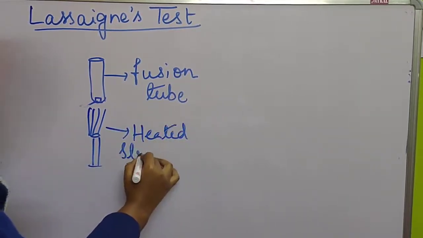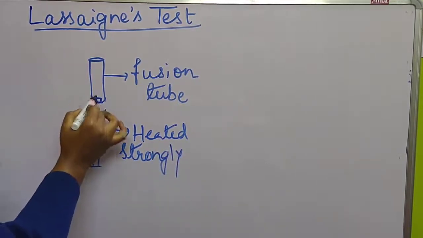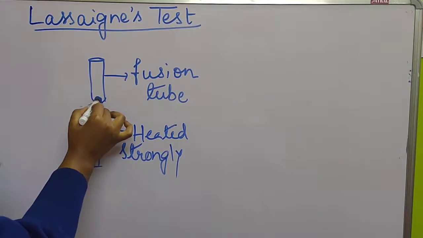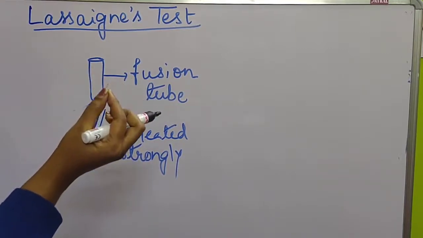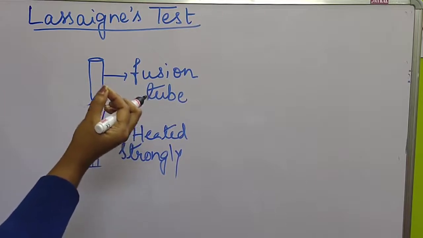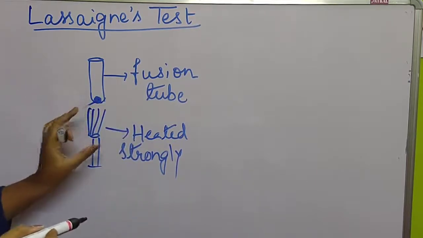Heat it strongly. After heating it strongly, we could see that at a time it will look like a very shiny ball or a very shiny globule, okay. It will look like a shiny ball. That means it is completely heated.